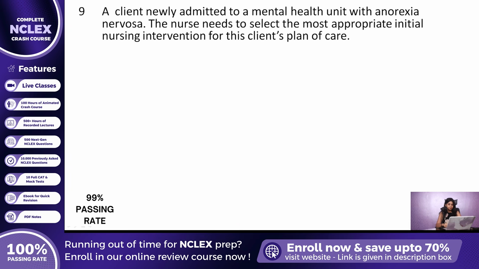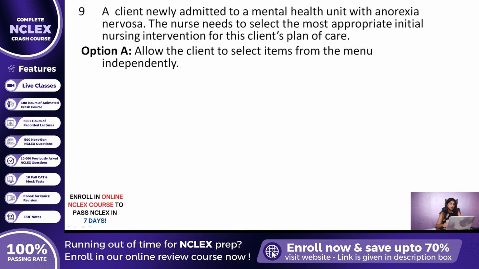Question 9. Shifting to a mental health scenario, let us look at the care of a client newly admitted to a mental health unit with anorexia nervosa. The nurse needs to select the most appropriate initial nursing intervention for this client's plan of care. The options to consider are the following.